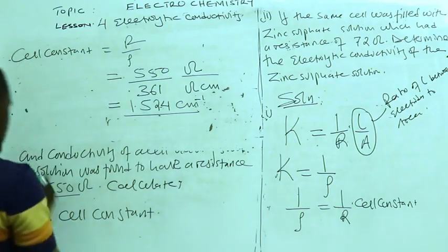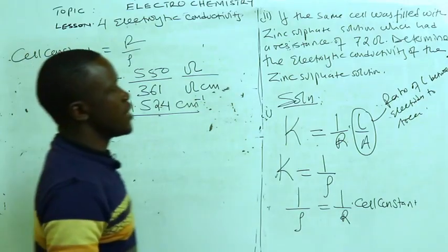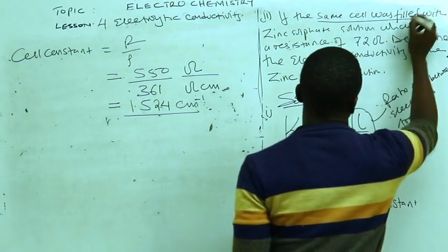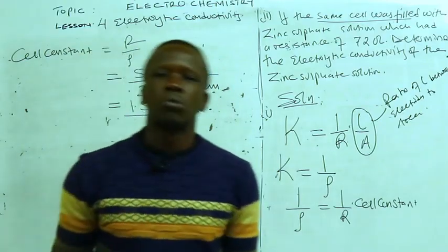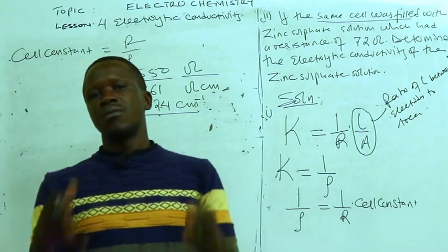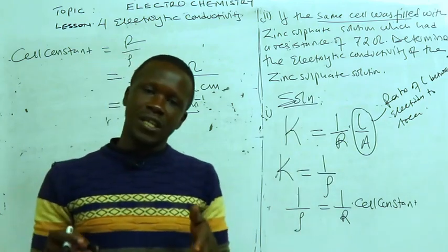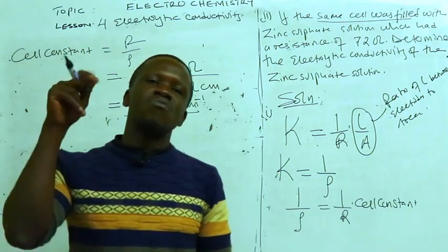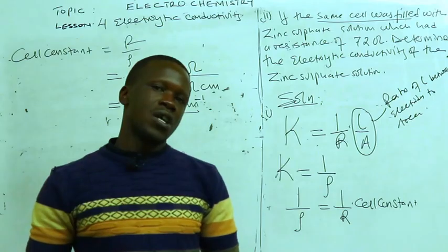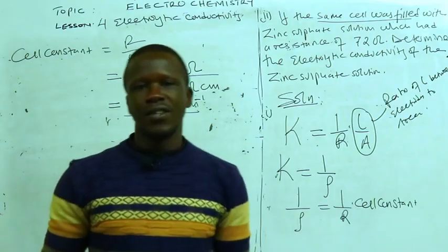Now, from Roman 1, they go ahead and ask about the same cell. Every time we see the words the same cell, they are simply referring to the construction of the cell. What is constant in this same cell? Because we are going to change the electrolyte. But what is constant, and why they are saying the same cell, is the distance between the electrodes and the cross-section area of each electrode. So the same cell simply means the cell constant is the same.